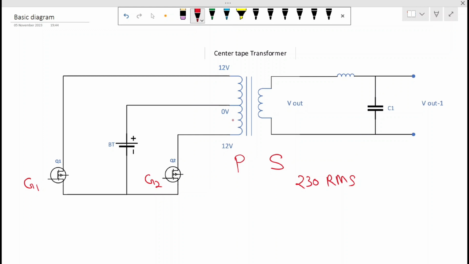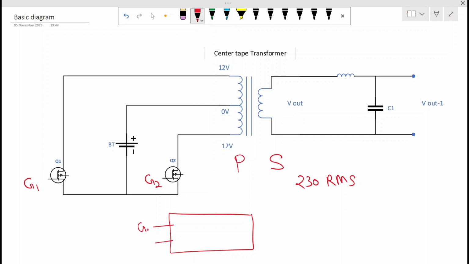Before understanding this functionality, first we have to understand what drivers are required and what driver pulses they are giving. So this G1 and G2 are obtained from the driver.